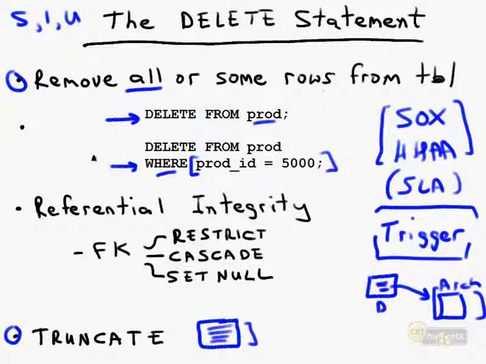Now, where things get a little bit more complex are the ramifications of the delete statement when you have related tables. This brings up referential integrity, or RI. Now, referential at base, the word is reference. So obviously we have related tables.